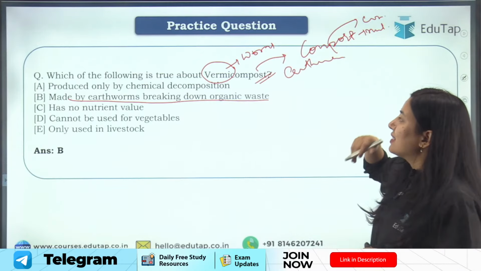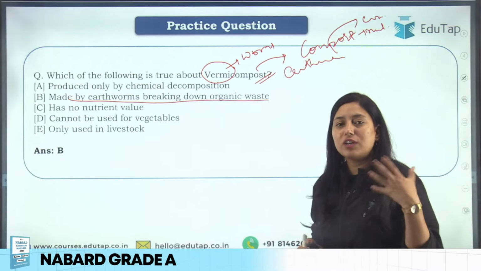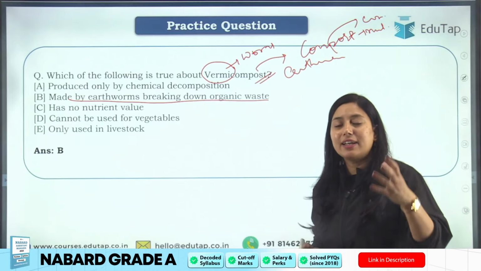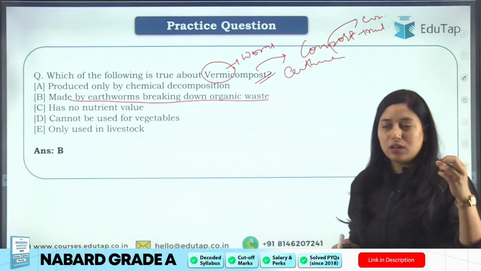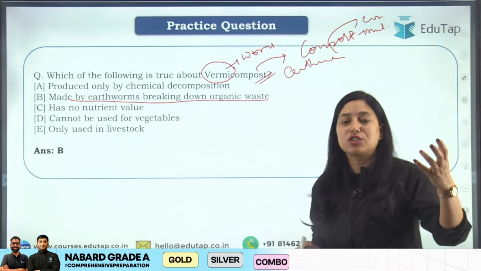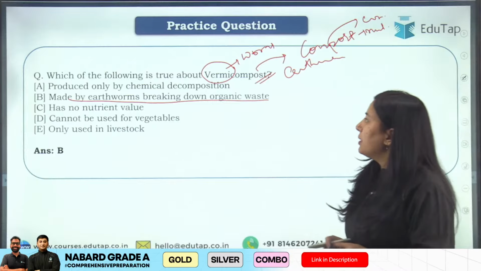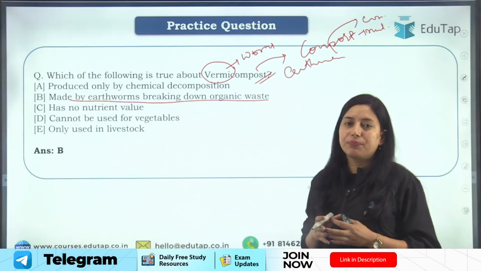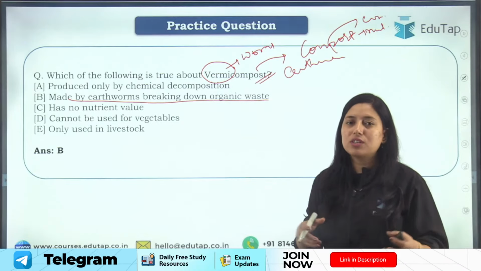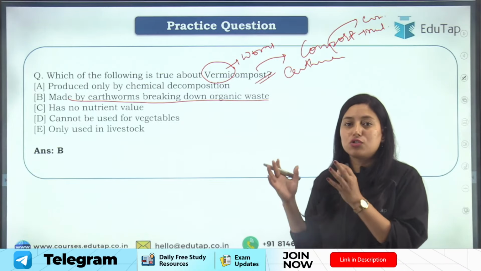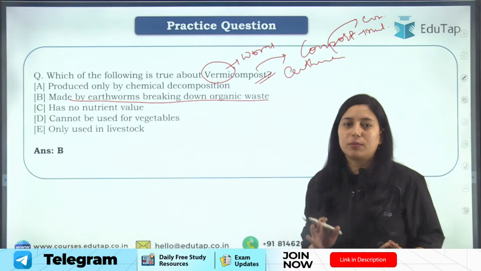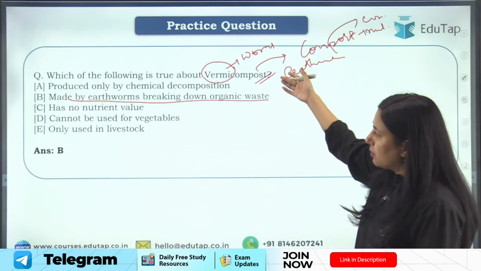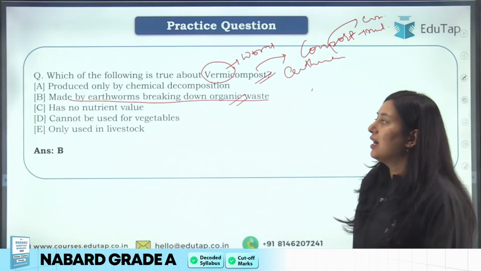earthworms for making this compost, because these earthworms, what they do, they eat the organic waste and digest it and make it into a more enhanced version of compost. Clear? So we have a normal compost and then we have a vermicompost. So vermicompost is better than the normal compost. Clear? So when earthworms are used for making compost, that is called vermicompost. Hence your option B will be the right answer.